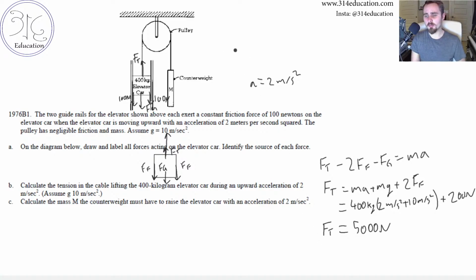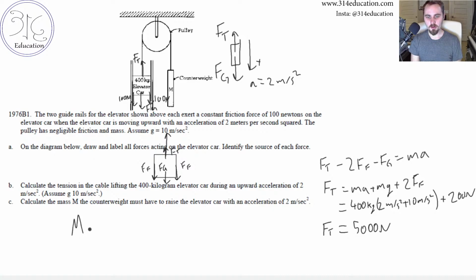This really isn't that difficult either, though, because our counterweight only has two forces acting on it. It has its gravitational force pulling it downwards, and the tension force, which is the same as the one we just calculated, because it's the same rope. And the pulley has negligible friction and mass, even though look at the size of it, it's massive. But yeah, it's still zero mass. So our Fg is big M times g. This is going to move downwards as our elevator moves upwards. That's the nature of a counterweight.